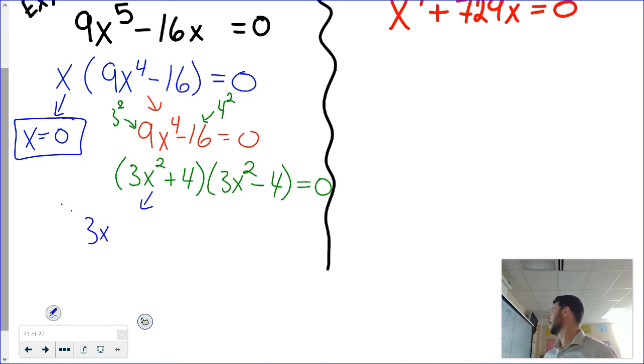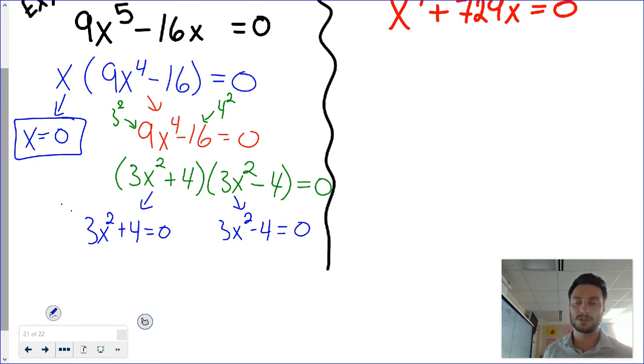3x squared plus 4 equals 0, or 3x squared minus 4 equals 0. Because remember, the whole thing that we're really doing is we're trying to get these down to like x squared stuffs. Because once I have x squared in my equations, I know how to deal with those. I can either solve by square roots or quadratic formula or factoring or something like that.